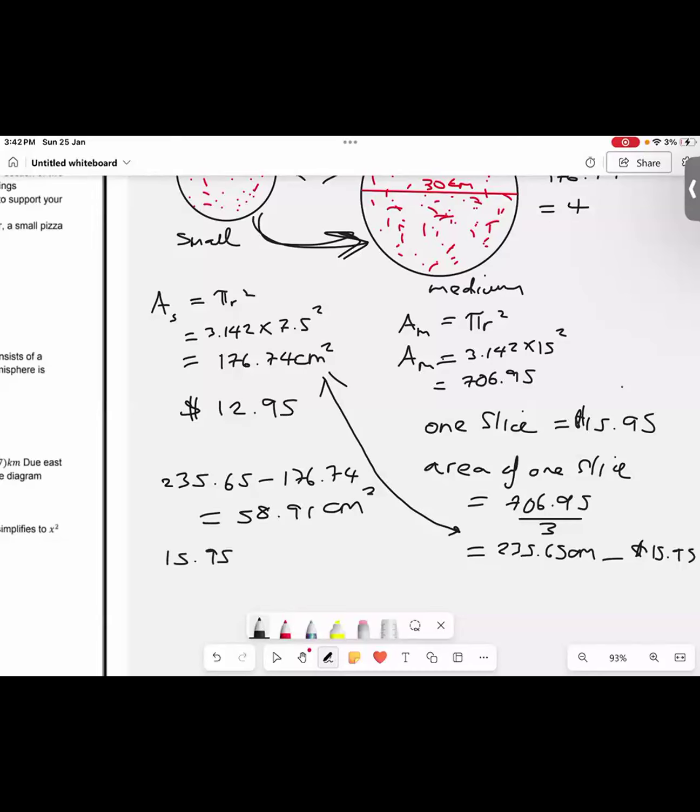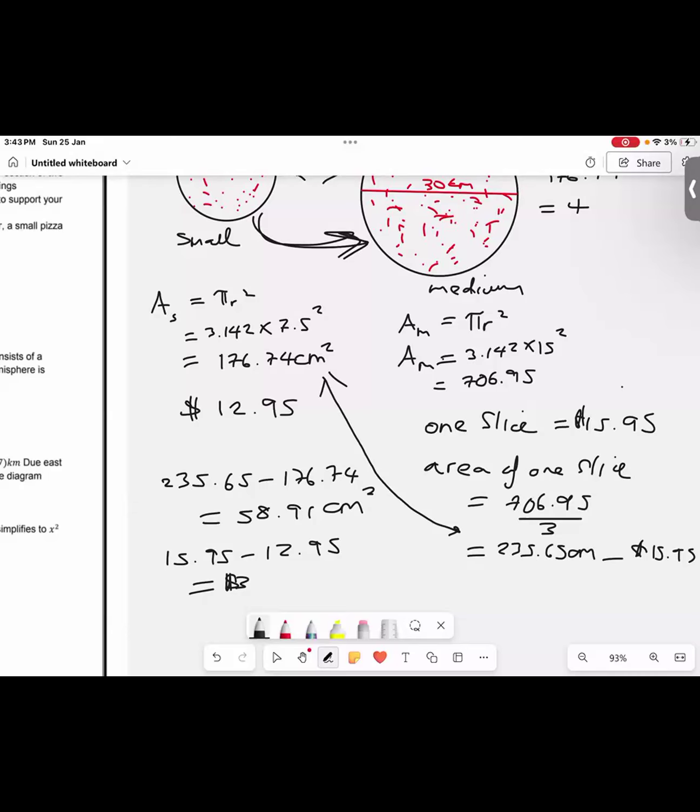15.95. All of this is just your justification when you're writing these things down. So what's the difference in the price now? How much more money are you paying? $3. So you're paying $3 extra to get 58.91 square centimeters more pizza. You're paying $3 more, not true?